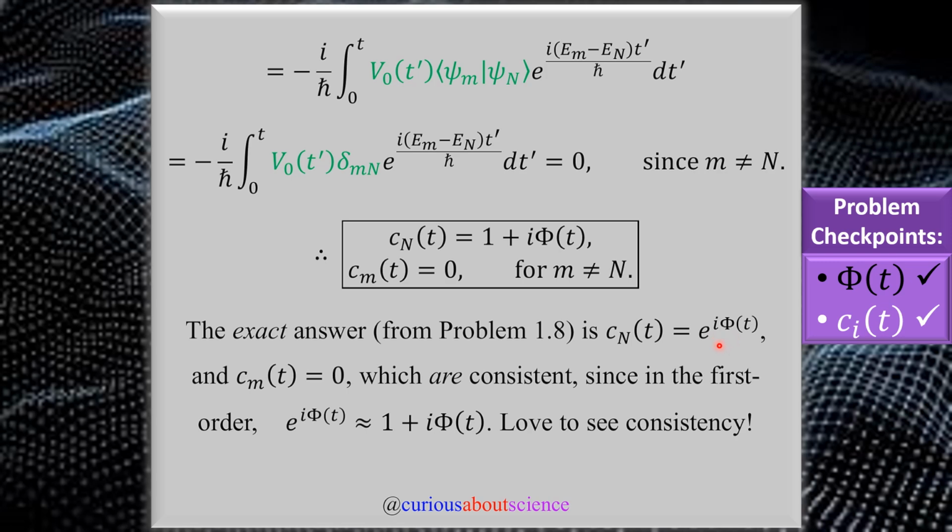Again, we verified that in part A, but with the C_m being 0, these are consistent with the first order because you can break the exponential out into a series approximation to the first order, with 1 being the 0th, and you see you get the same result. That is great consistency within the theory, and that's what we love to see.